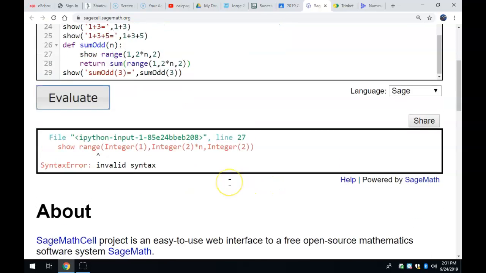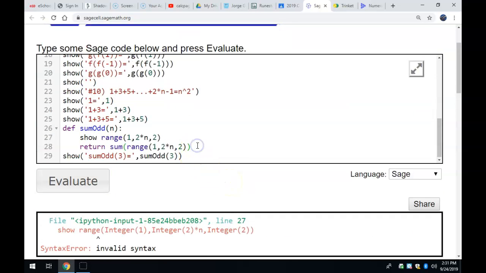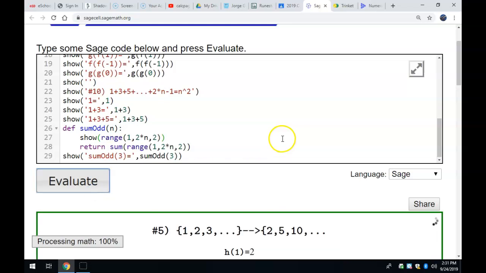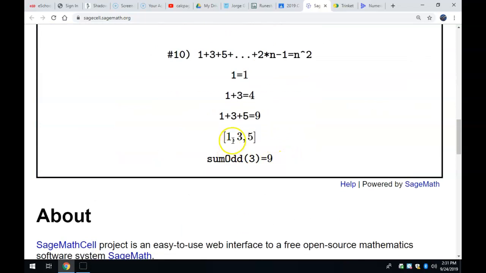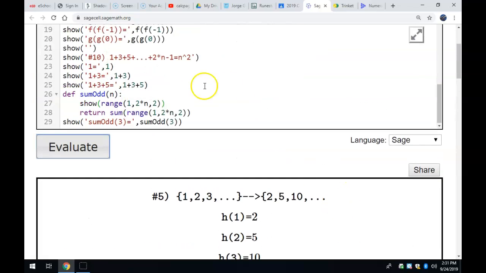So, oops, what did I do? Line 27. Oh, I didn't close. I need a parenthesis for the show. Silly me. All right, so the show prints out the list, but the sum function prints out the sum, which is, if you're doing the first 3, you get 3 squared. If you do the first 4, which includes 7, we get 4 squared, and so forth. That's it. I like it.